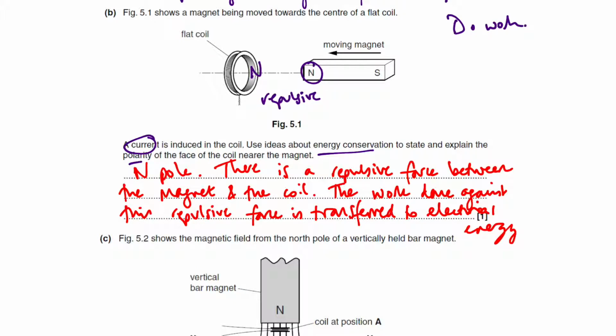Now, although I've written quite a lot for this one, it is only 1 mark, and the 1 mark was for stating North Pole, but I think it's important that you've at least had a chance to read through the reasons if you are unsure. So press pause if you need to, otherwise I'll move on.